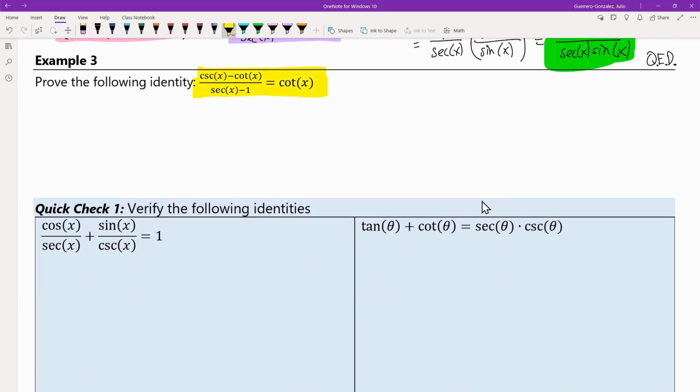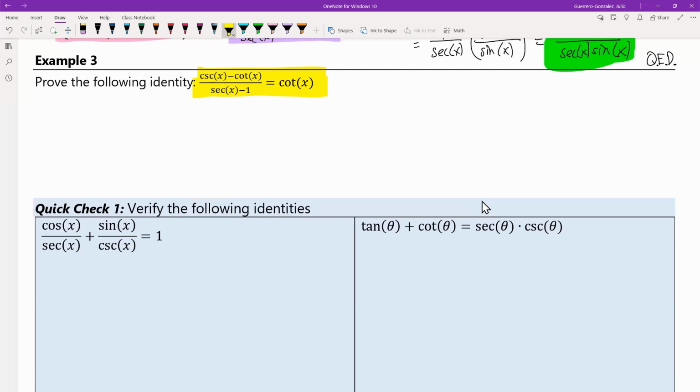Okay. Like I said, you can start with the left, turn it into the right. You can grab the right, turn it into the left. Grab them to any common identity. So if you get the right and the left and make it equal to the same thing, that counts. Or turn it into a trig identity that you already know. That's perfectly fine.